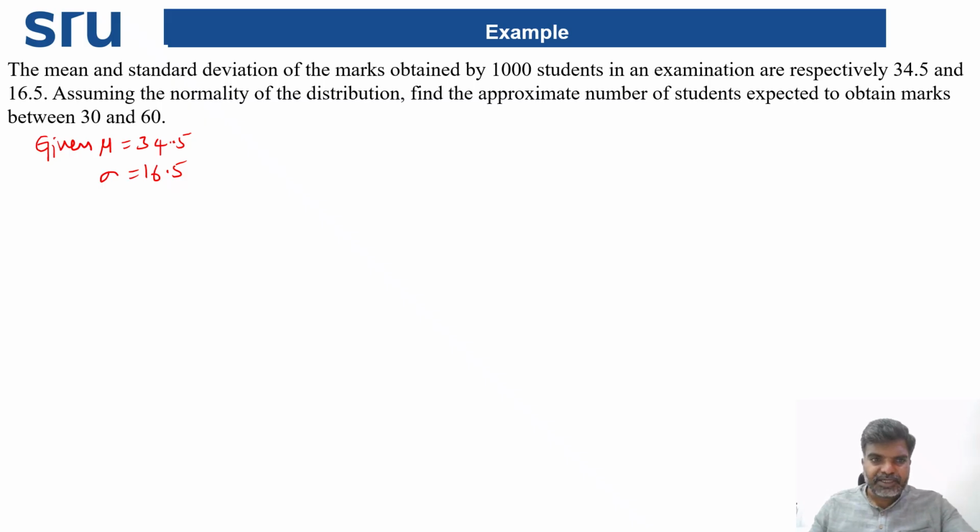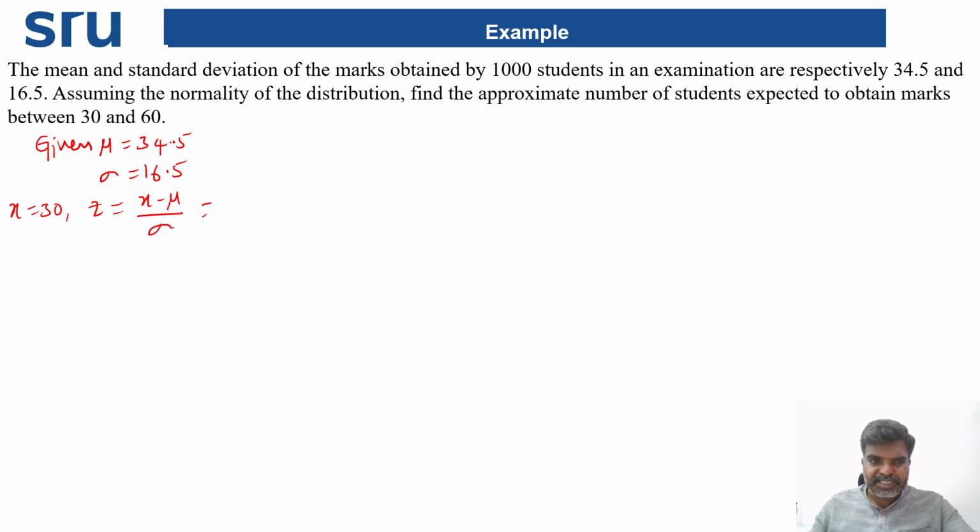Now we have to find the total number of students between 30 and 60. For that, we just have to find the probability of the variable x lying between 30 and 60. Already we know the procedure. To find the probability, first we convert the value of x into standard variable z. So the first x value is 30 and the corresponding z value, we know the formula, is x minus mu by sigma.